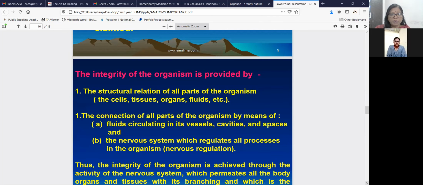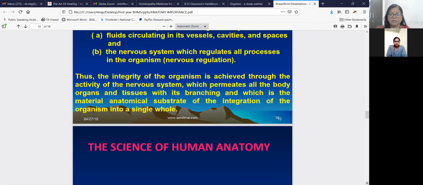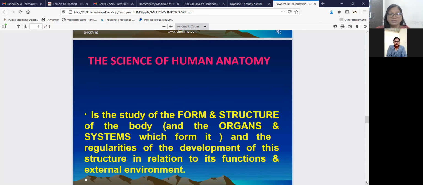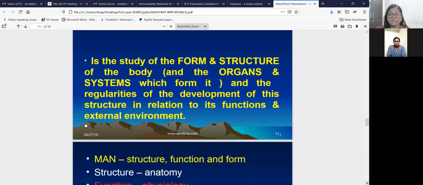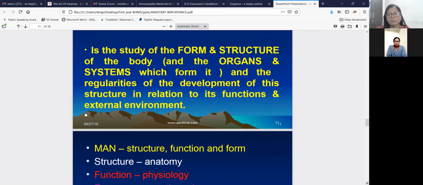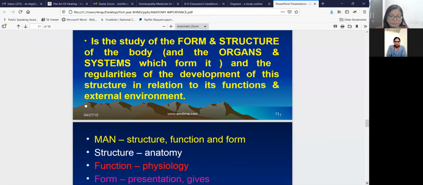So that's about the importance of human anatomy in your syllabus. So what is it? It is a study of form and structures of the body, the organs, the systems, and the regularities of the development of structure in relation to its function and external environment. Apart from all this, you also study embryology. Embryology is the study of the fetus right from conception till delivery.